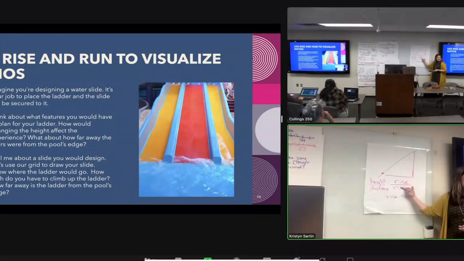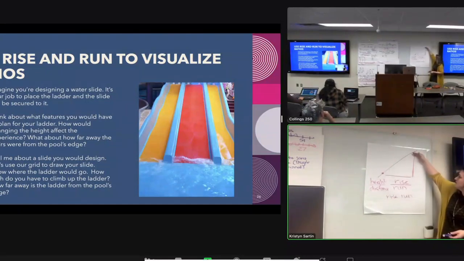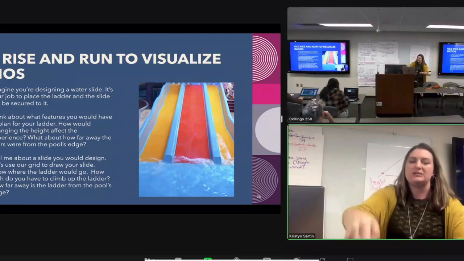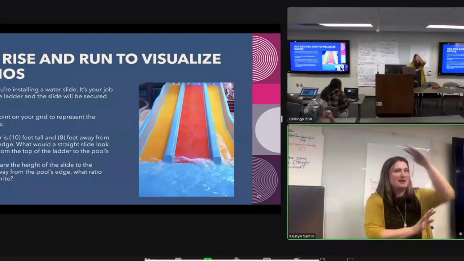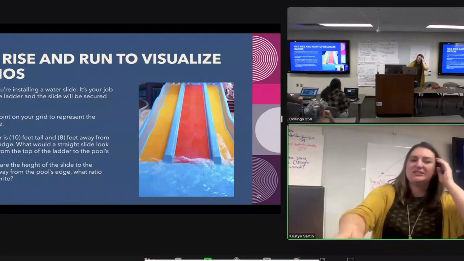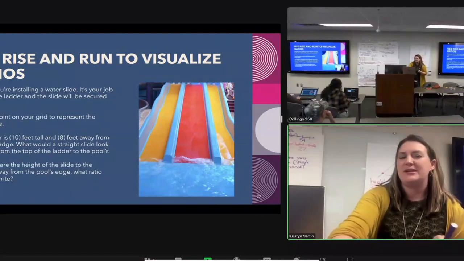Is this making sense? So the height of the ladder and how far away it is, that tells me how steep that water slide is going to be. So that relationship tells me a lot about the way things are changing. Okay. Any thoughts on that?